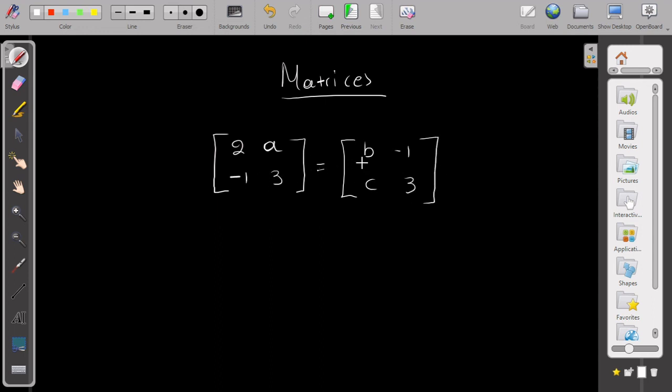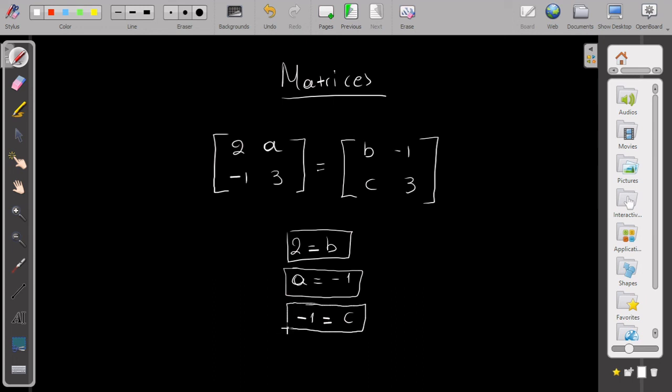Now since these two matrices must be equal, the corresponding elements must be equal also. So here the first element is 2, which should be equal with the other element, so 2 should be equal with b. Here a should be equal with minus 1. Here 3 is equal with 3, but here minus 1 should be equal with c. And that's all the basic things that you have to know about the matrices.